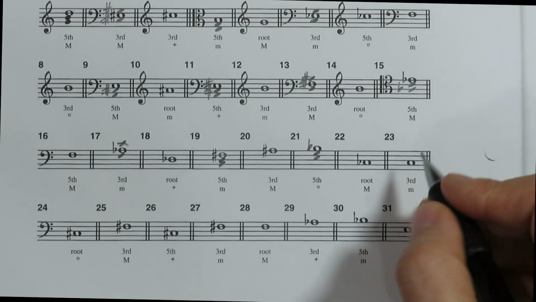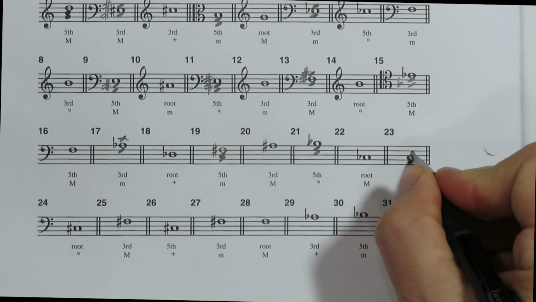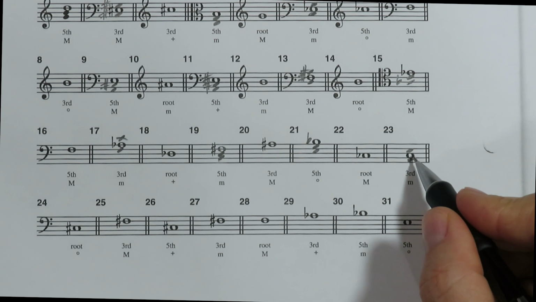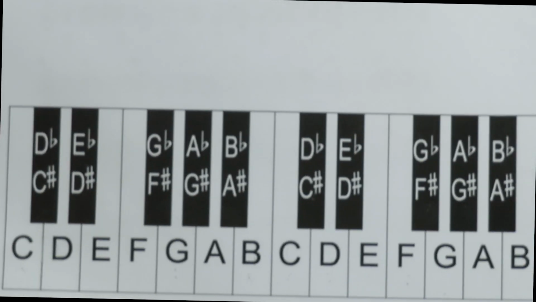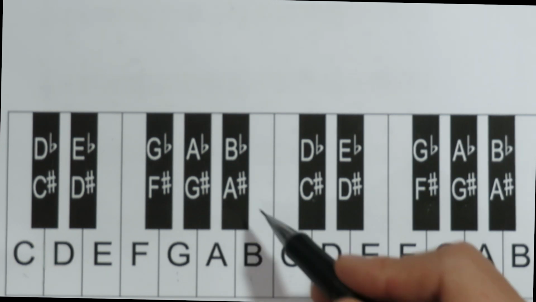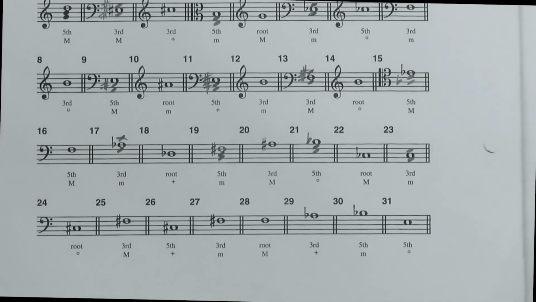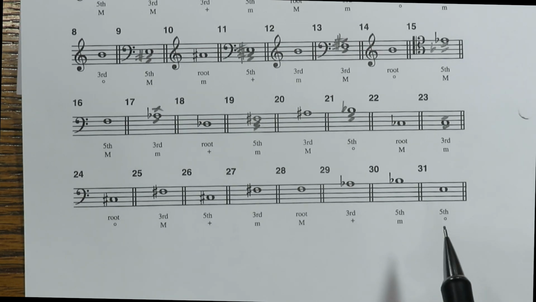Now, here's a third of our chord. So we'll stack it like that. Minor, A, C, E. A to C is a minor third, 1, 2, 3 half steps away. C to E is a major third, and we're done. Okay.